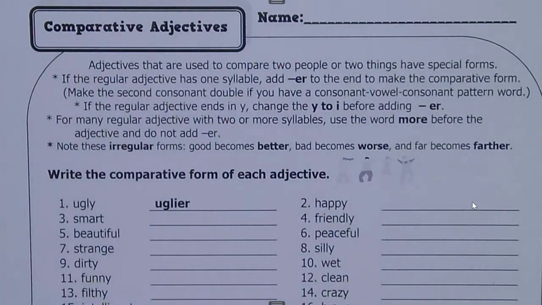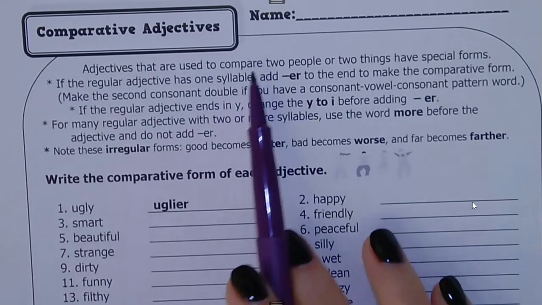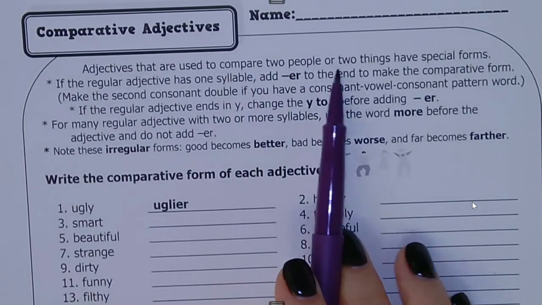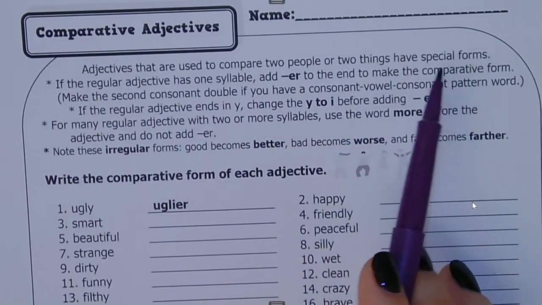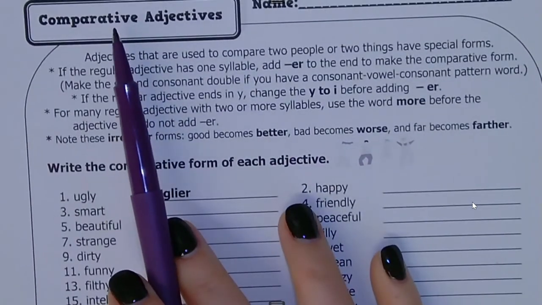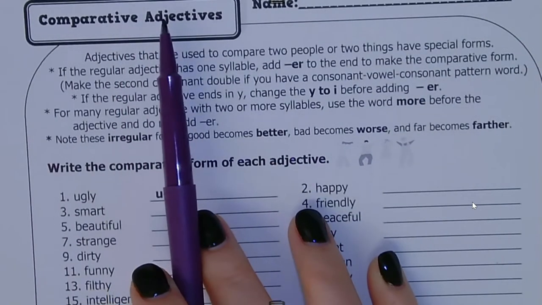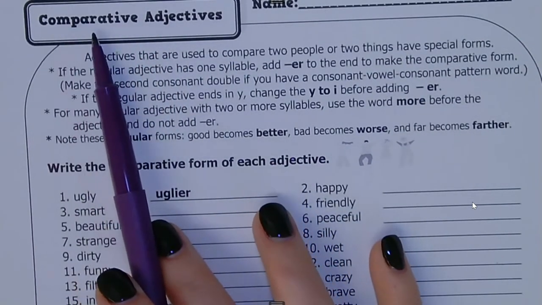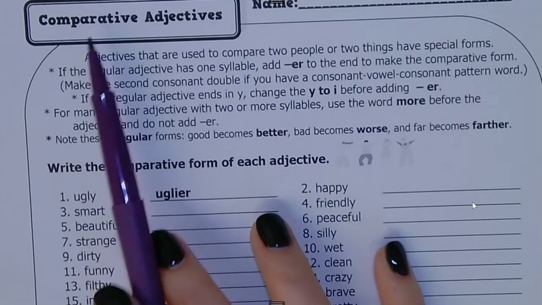Good morning, class. Today we're going to talk about two forms of adjectives. We have comparative adjectives and superlative adjectives. So first we're going to start with comparative adjectives. Adjectives that are used to compare two people or two things have special forms. So you can remember, comparative adjectives are used to compare two things, two people.